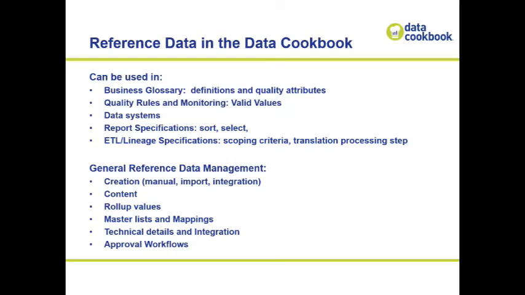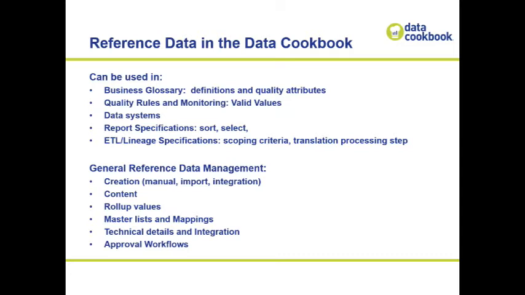Say this particular field validates against this reference data list, and we can check that and monitor it and inform you if there's anything to bring in. But at data system level, you can identify tables and things in your data system that are reference data lists. And report specifications, like your report catalog documentation of reports, you can document reference data, how it's used for sort or select or other things.